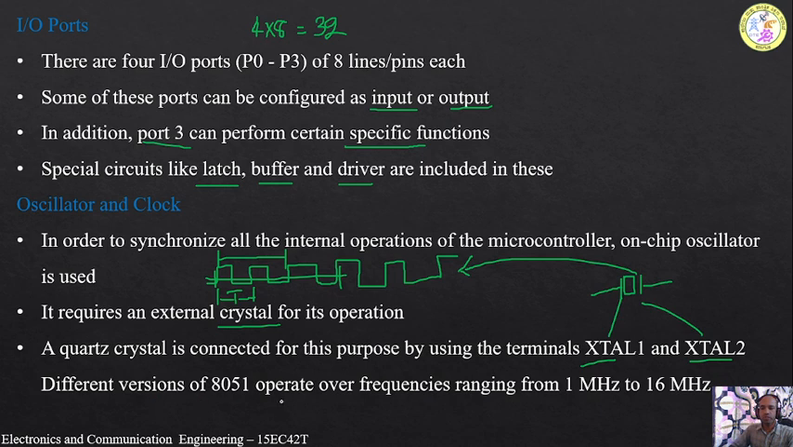Different versions of 8051 operate over different frequencies, ranging from 1 megahertz to 16 megahertz. So the range of the crystal required for 8051 operation varies from 1 megahertz to 16 megahertz. That is the frequency. So how do we calculate this frequency? F is equal to 1 divided by T, where T is the time period of the clock signal. If I take its inverse, it becomes the frequency of this clock.